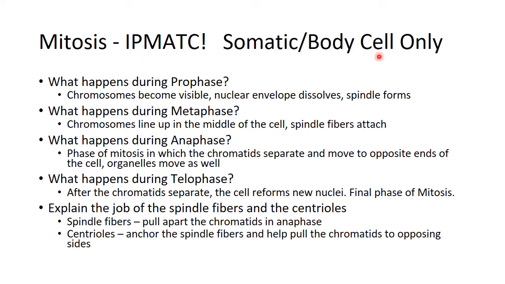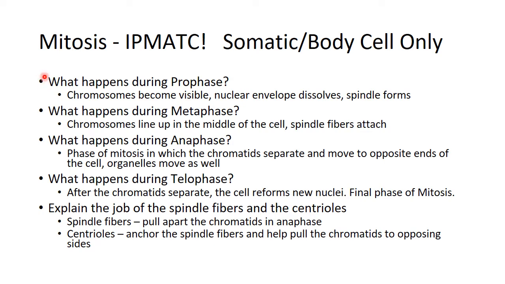Also off to the side, you're going to see it says somatic and body cells only. These somatic and body cells basically means all of your cells go through mitosis except for a couple, which might be either egg or sperm, and that's only meiosis. But we're talking about mitosis, and I want you to know that out of the gate. All of your body cells pretty much go through that process.